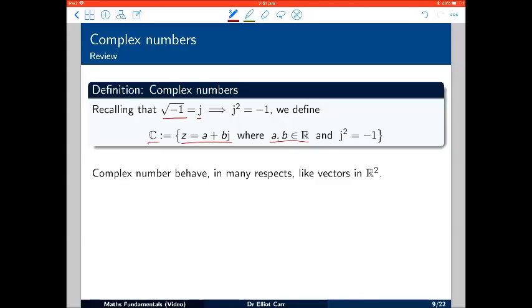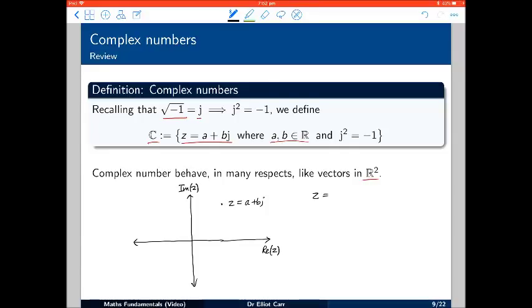Complex numbers behave very similarly to vectors in R2, or in 2D. To see why that is the case, we can plot in the complex plane. Say if we had some number z = a + bj, and this axis is the real part of z, and this is the imaginary part of z.